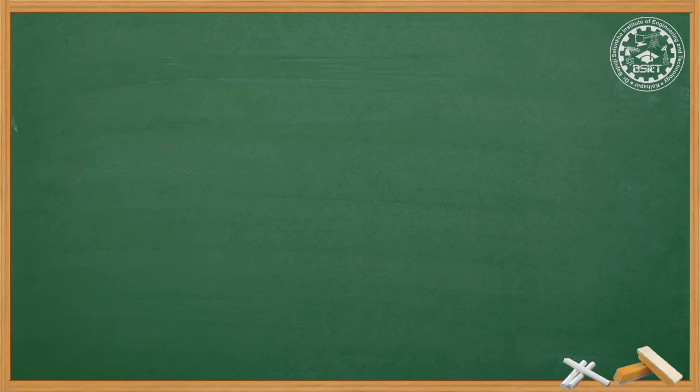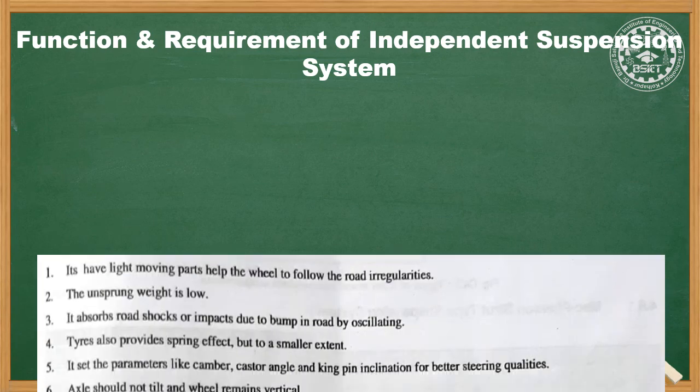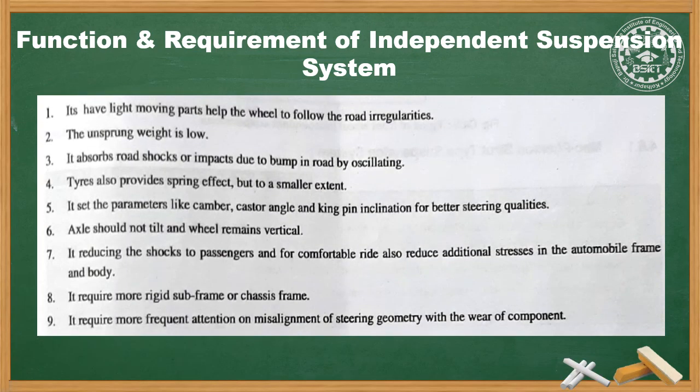Next point, function and requirement of an independent suspension system. The following are the functions and requirements of an independent suspension system. First, it has light moving parts, which help the wheel to follow the road irregularities. The unsprung weight is low. It absorbs road shock or impacts due to bumps in road by oscillating. Tires provide spring effect but to a smaller extent.